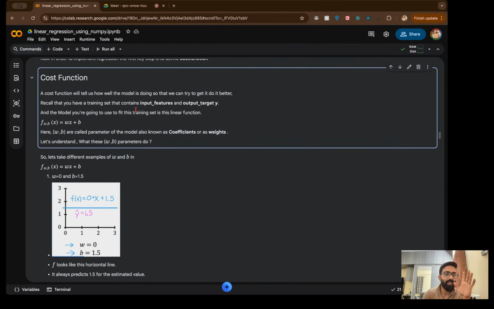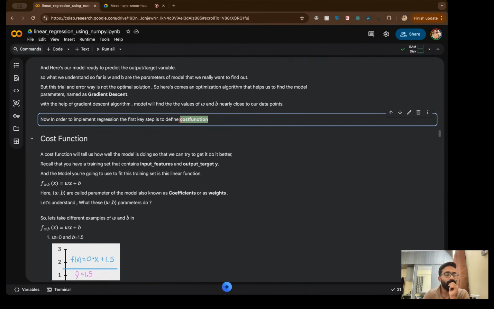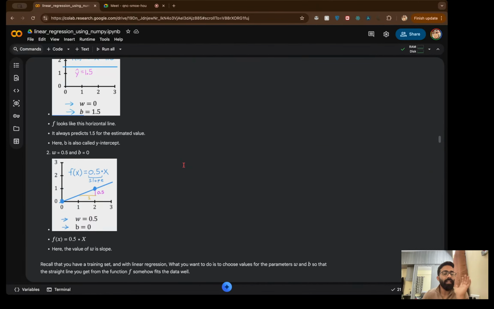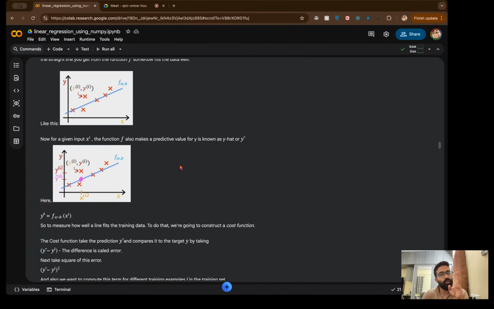What are we trying to understand? We are trying to understand the cost function. Why are we trying to understand the cost function? To implement linear regression. So this is just an example. We will only use those two data points. This is just an example to illustrate the cost function. What is the cost function?